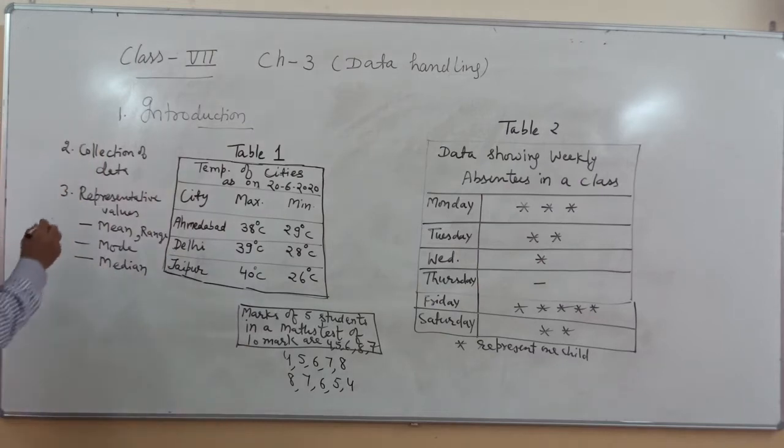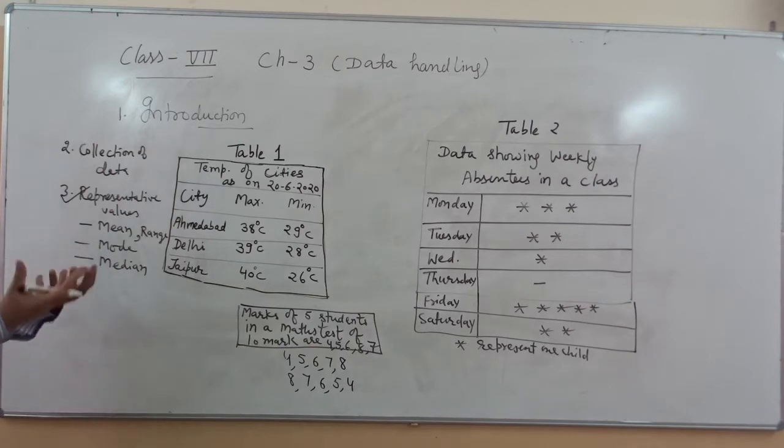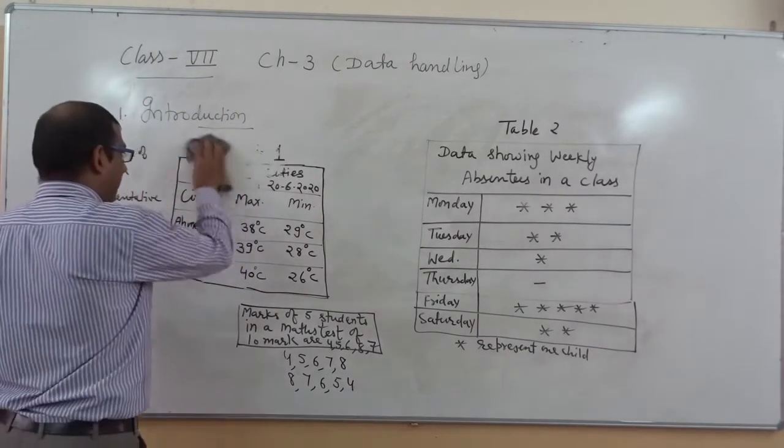Now we will come to the next point, that is representative value. So what is the meaning of this? This includes mean, range, mode and median. So how can we show the mean? What is the meaning of mean? What is the meaning of range? That I will tell you. So first we will come to some examples.